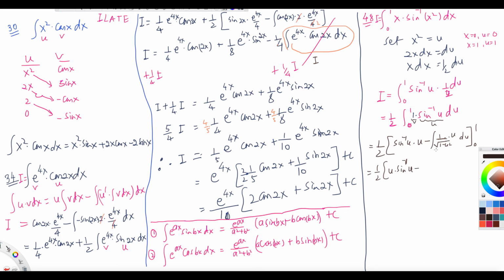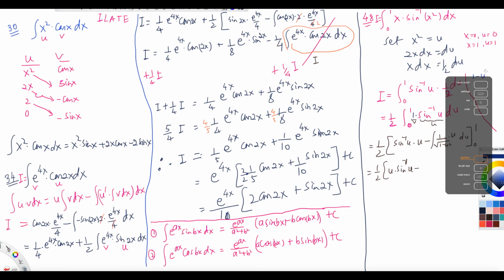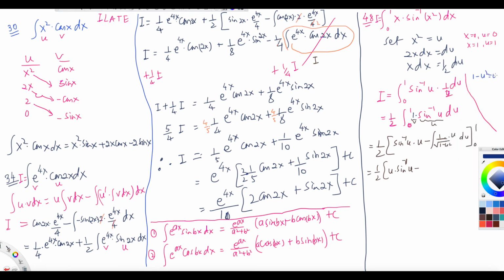Minus. So let us do the y substitution. What do you think that will be? Let me write it down here. Okay, let me use a different color. So set 1 minus u square to be y. Then negative 2u du will be dy.